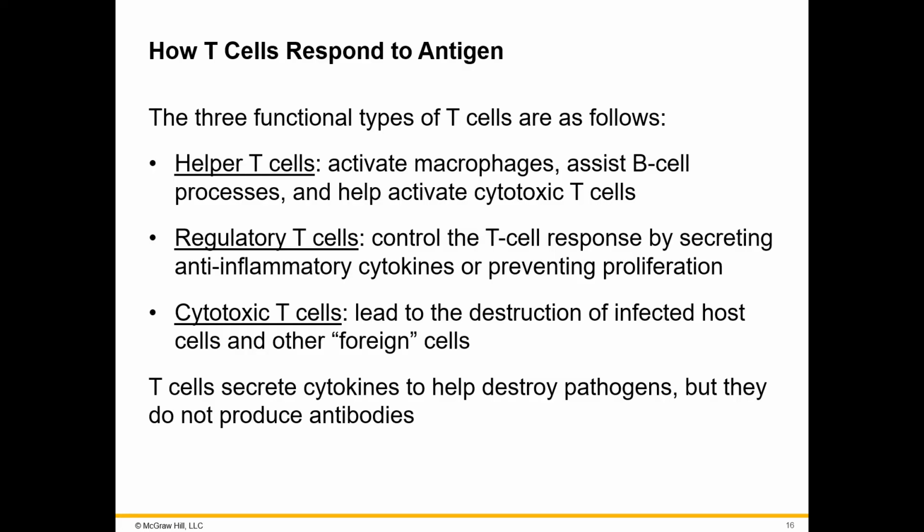T cells secrete cytokines that help destroy pathogens and regulate immune responses. They don't produce any antibodies. They just secrete cytokines that will help regulate immune responses as well as destroy pathogens. Recently discovered innate lymphoid cells, the ILCs, engage in parallel activities to the T cells when they're activated, but they don't use specific antigen receptors the way T cells do.